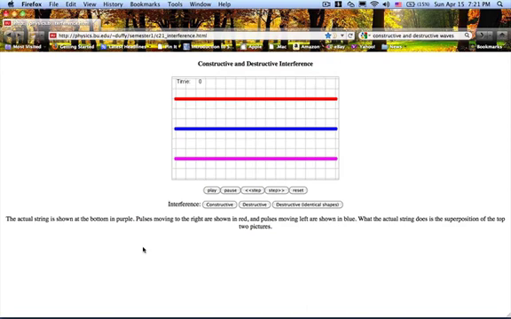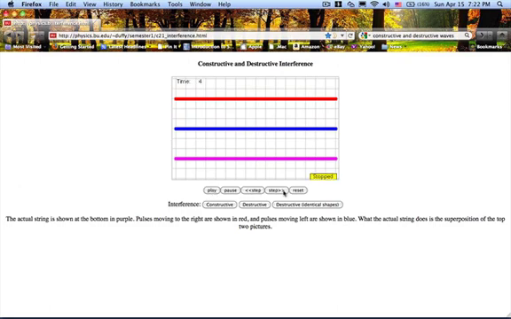This animation is from Boston University Physics Department. Very well done, I might add. What you're going to see is two different waves, the red wave and the blue wave, and then we'll see what happens when they come together in the pink wave here. So let's do a constructive animation.